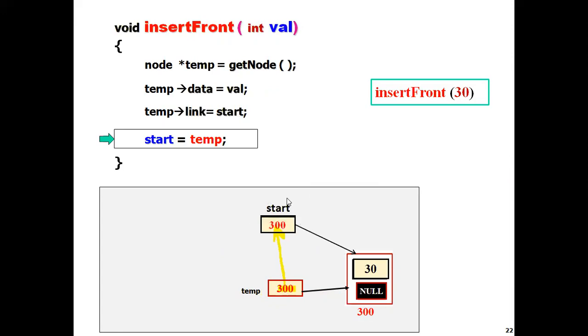So when 300 comes here, that means start is pointing to the node whose address is 300. So this is the node whose address is 300. So start is pointing here. So you can see a new node is inserted and the start is pointing to that new node.